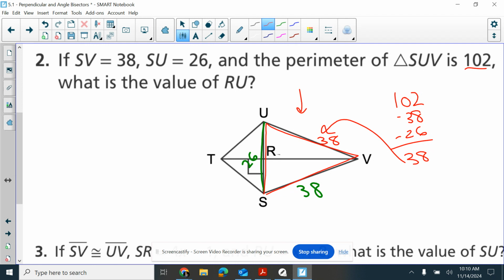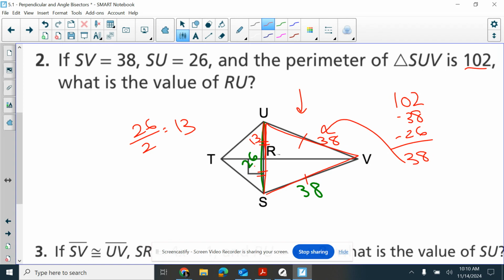So that tells me that these two sides are congruent. Because these are congruent and because I have this right angle, that means that these two sides also have to be congruent. So if the whole distance is 26, each half would be 13. RU is what we're trying to find. That would be 13. So that's how we would apply the perpendicular bisector theorem.